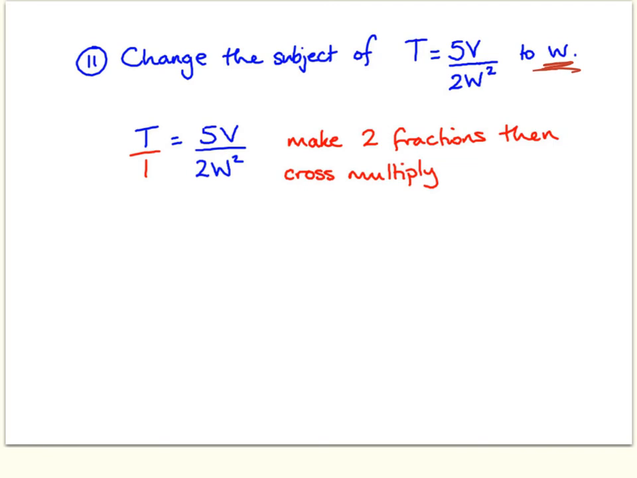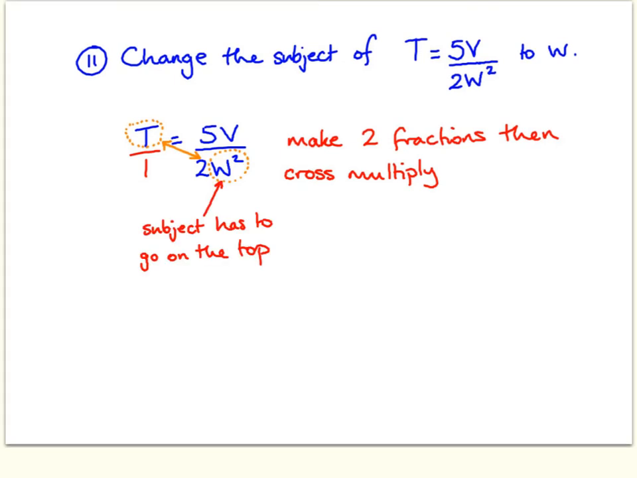Okay. These two swap round. Now I don't need to swap the 2, I just swap the t and the w squared. So what I've done now, I've got w squared on the top, the t on the bottom with the 2, so w squared over 1 is 5v over 2t.